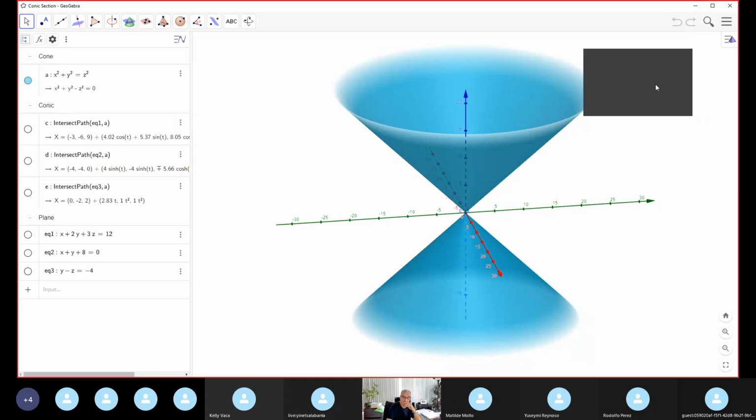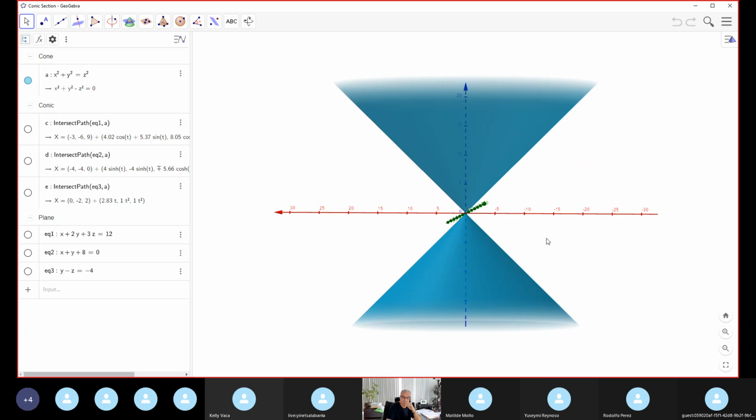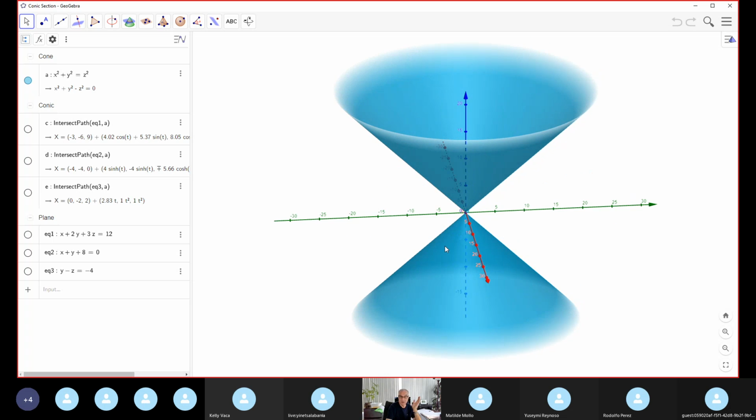Do you see the algebra? Do you see? Answer me. Yes. Okay. Now, do you see the double cone? Yes. Okay. This is a three-dimension system, no?